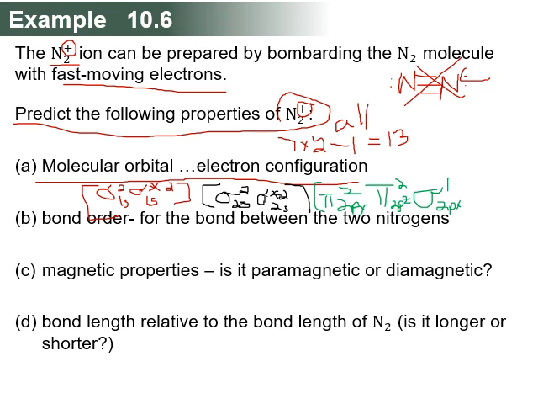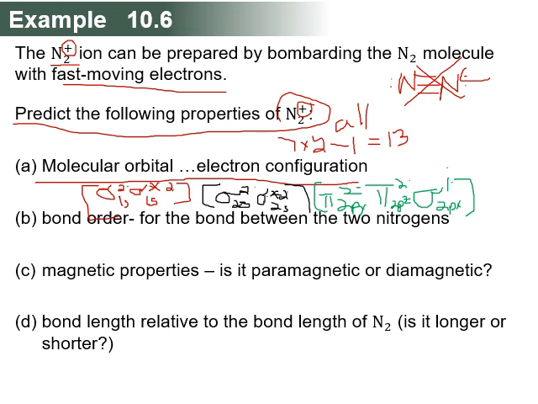So now, let me count up and make sure I have these right. 2, 4, 6, 8, 10, 12, 13 electrons. That's the molecular orbital configuration. And I'll be able to check my work on the next slide.